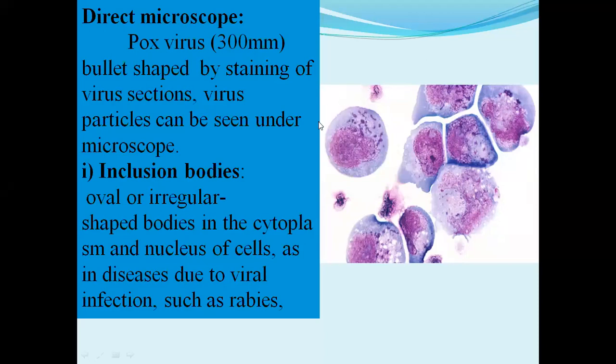Pox viruses are about 300 nanometers. Sorry, it is wrongly given as millimeter; it is 300 nanometers. It's a bullet shaped virus. By staining the virus section, the virus particles can be seen under the microscope. So certain particles of viruses can be seen through a microscope.